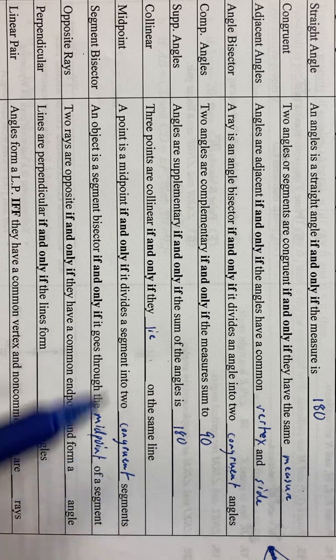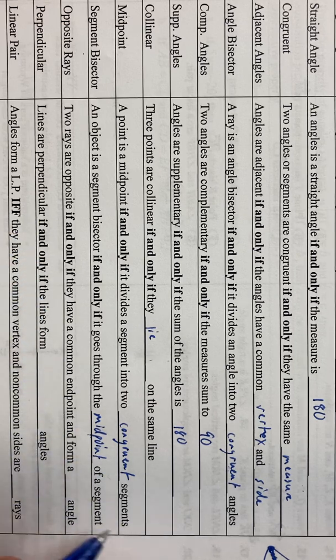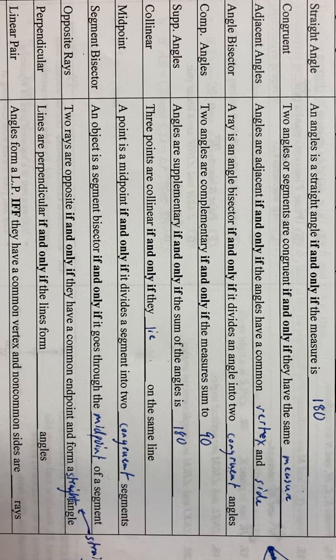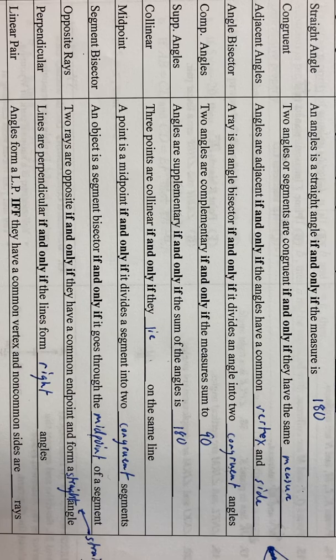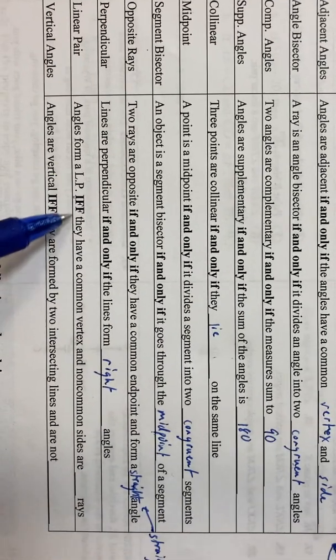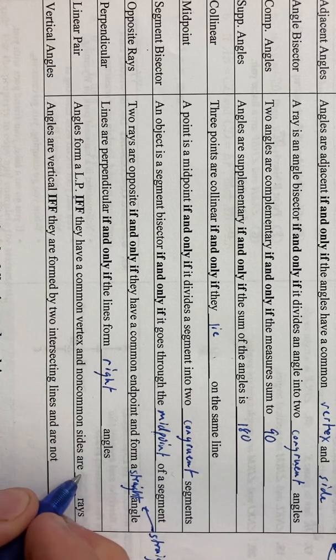Opposite rays. They have a common endpoint and form a straight angle. Sorry, I was running out of room there. Form a straight angle. That's straight. Perpendicular lines. They form right angles. Linear pair. This is the abbreviation for if and only if. If and only if they have a common vertex and non-common sides are opposite rays. Let's call them opposite rays.